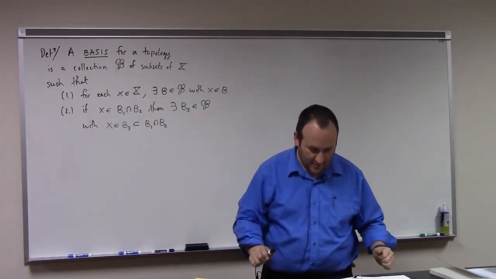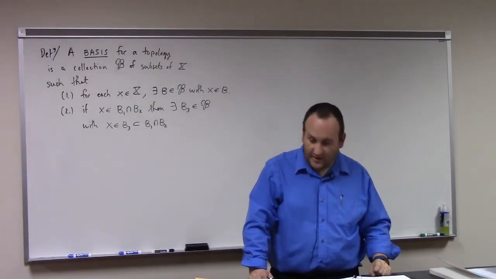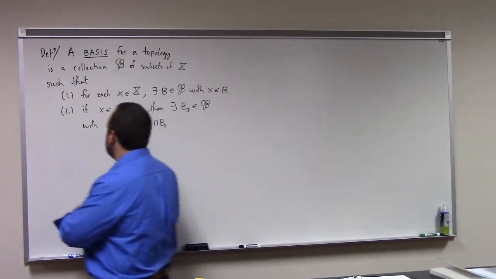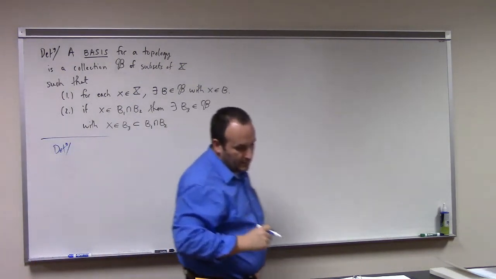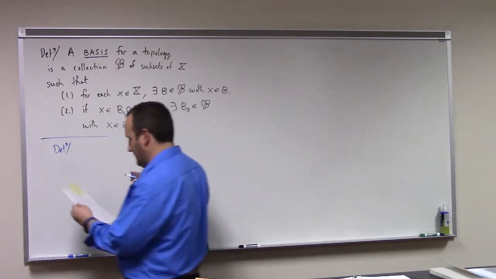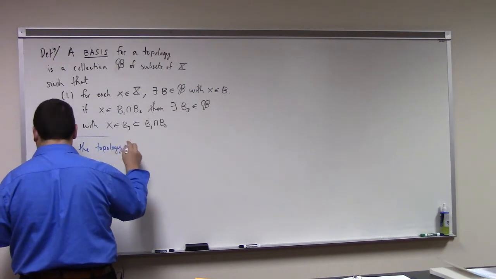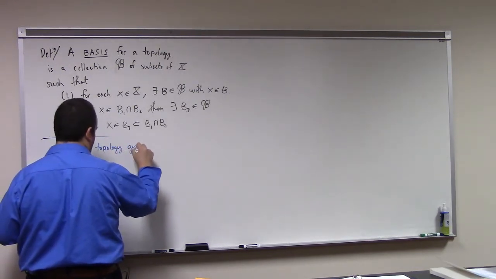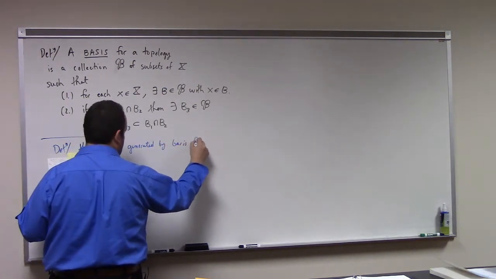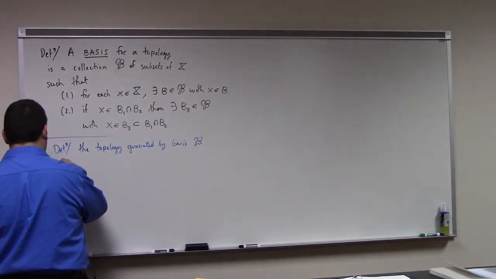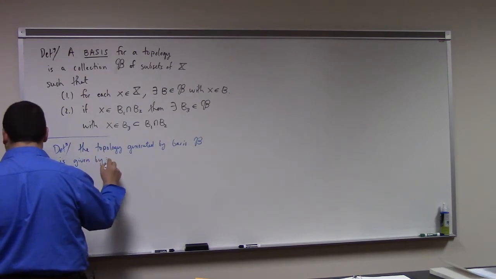Let's see here. All right, so this is a basis for a topology. And then furthermore, definition: the topology generated by a basis B is given as follows. Here we go.